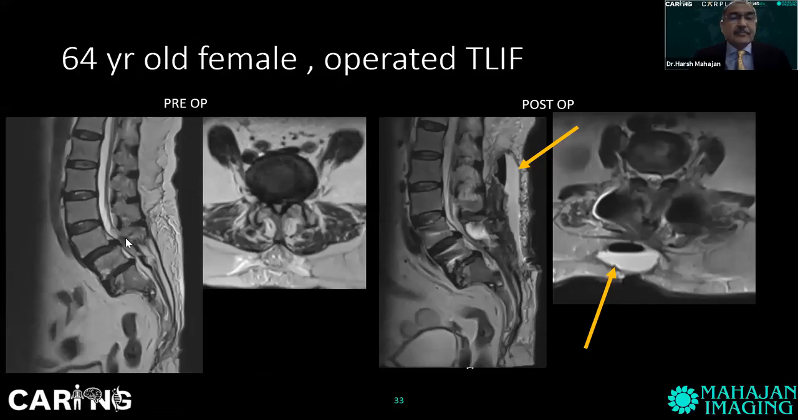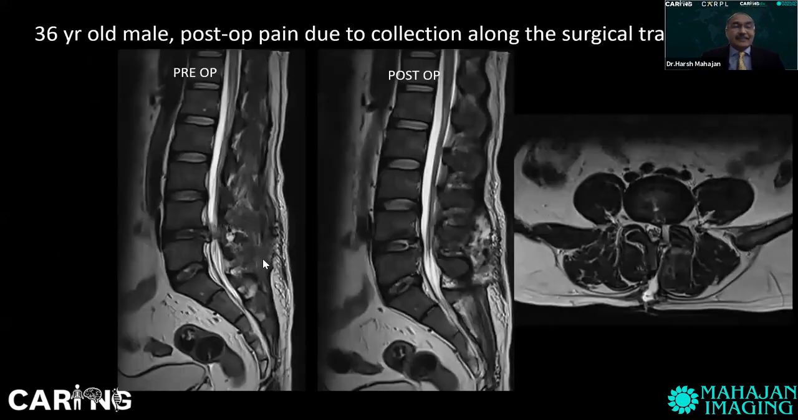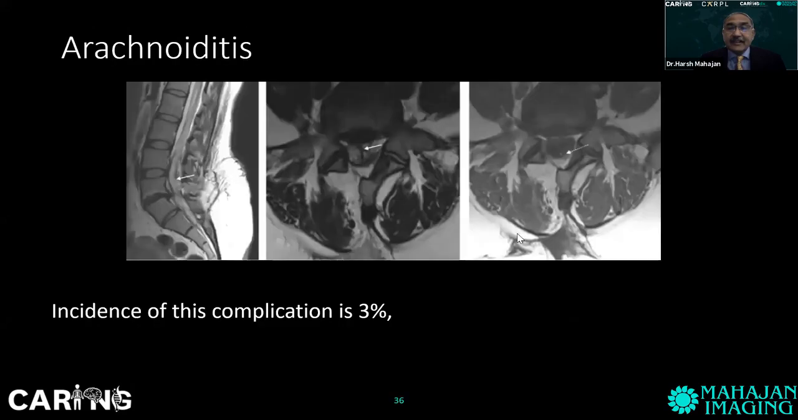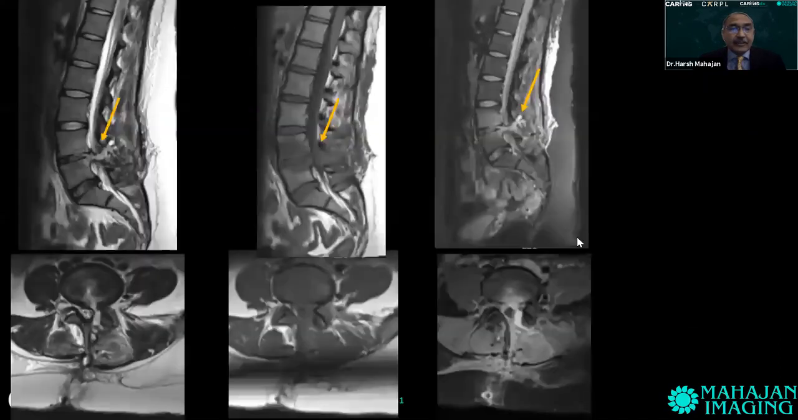This is a case where you see a 64-year-old operated TLIF, and here you see this large fluid collection, the same seen here. And in this, you see that the collection has gone down after 3 months. This is another case, 36-year-old post-op pain. And here what you see is a collection. And this is in the surgical tract, where you're able to see extension of fluid due to infection.